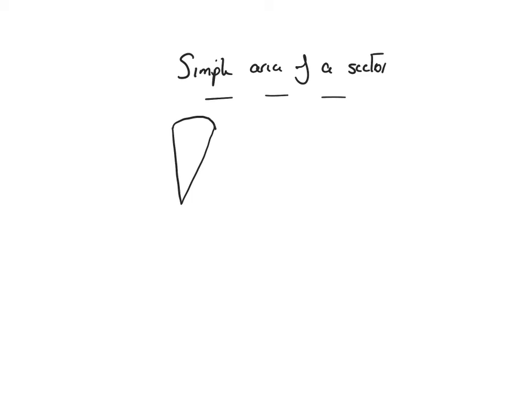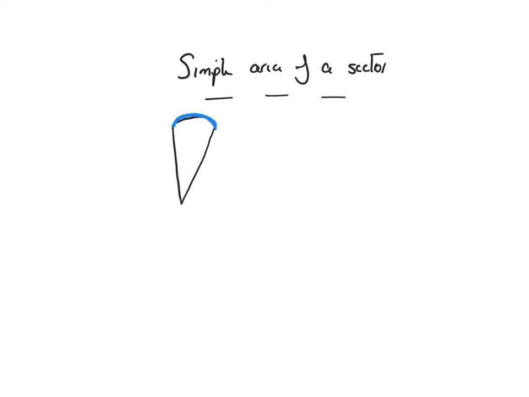Okay, we're now going to look at some simple area of a sector questions. Now we've looked at the length of an arc. So there's a sector of a circle and there's its arc. And we know that to find the length of the arc, it's just a slice out of 360 of the full circumference of the circle.